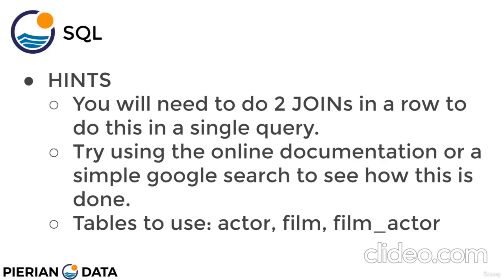And I highly encourage you to search the online documentation or a simple Google search to see how this is done. Or if you want, you can also search the Q&A forums. This question has been answered before of how to do multiple joins in a row. The tables you should be using are the actor table, the film table, and the film_actor table.